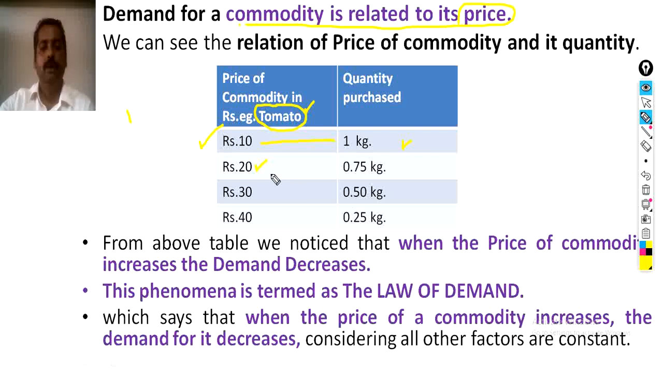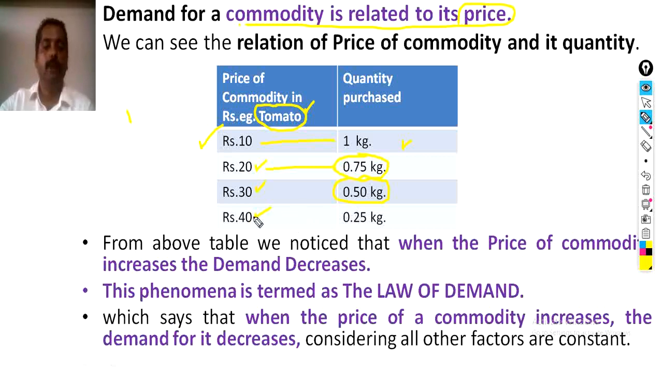Now due to the increase in price I have reduced the quantity. Now I am purchasing 750 gram, or we can say 0.75 kg of tomato. The price of tomato continues increasing, and when the price is 30 rupees, I purchase 500 gram, or 0.50 kg. Again the price reaches a peak. In today's market the price of tomato is 40 rupees for 1 kg.